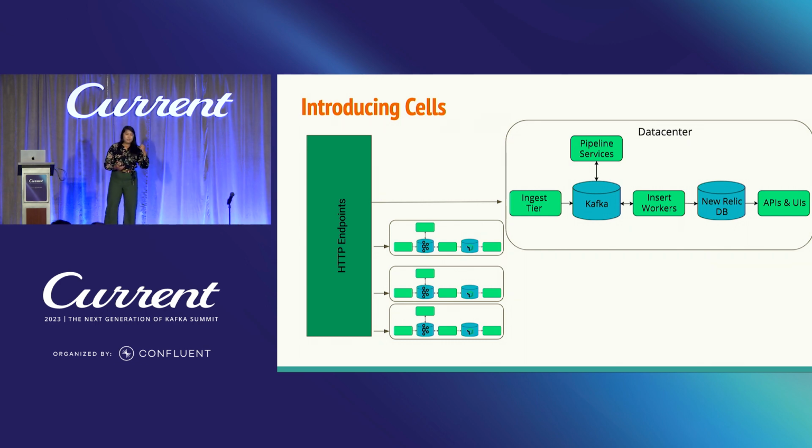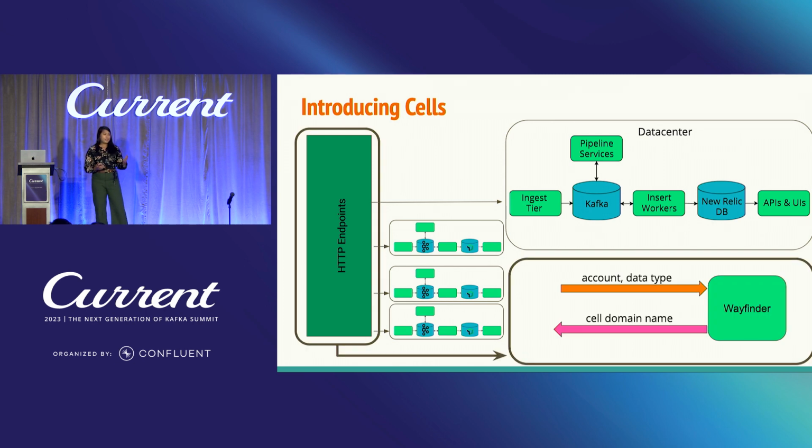Now, how do we do that? Around this time, we also introduced a service called Wayfinder. As data comes into our HTTP endpoints, we give it the account and the data type, and Wayfinder is going to tell you whether that data is going to go to the data center or to a particular cell. Something else we get from Wayfinder is that we can tell it to stop sending to a particular cell. This is good because these cells come and go, and sometimes they have problems. We want to be able to route data away from a cell and send it to a different one.